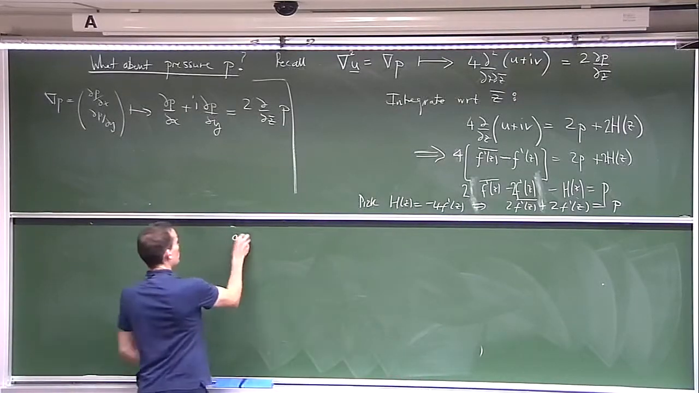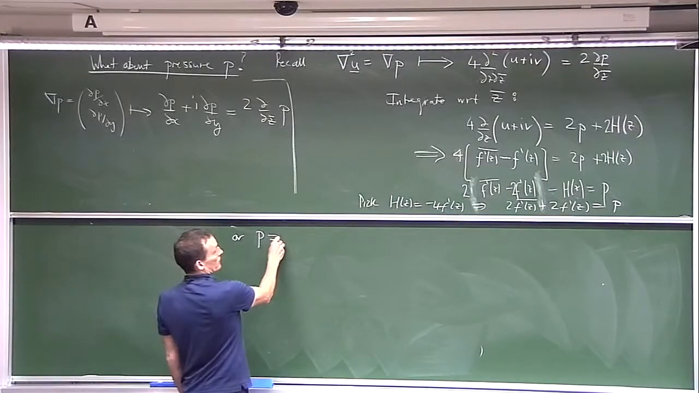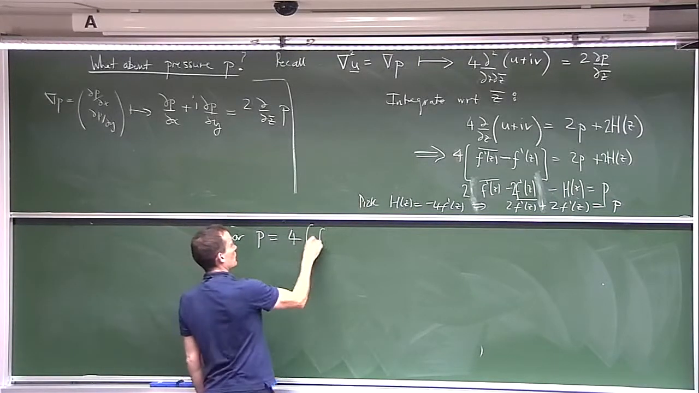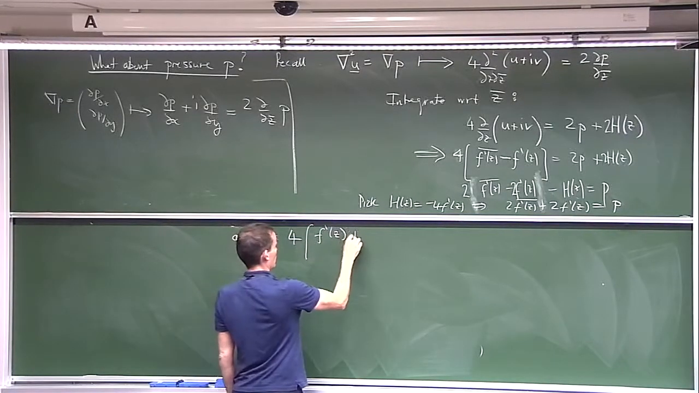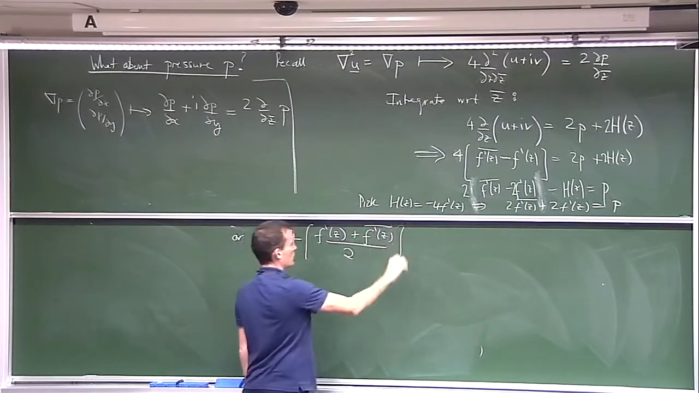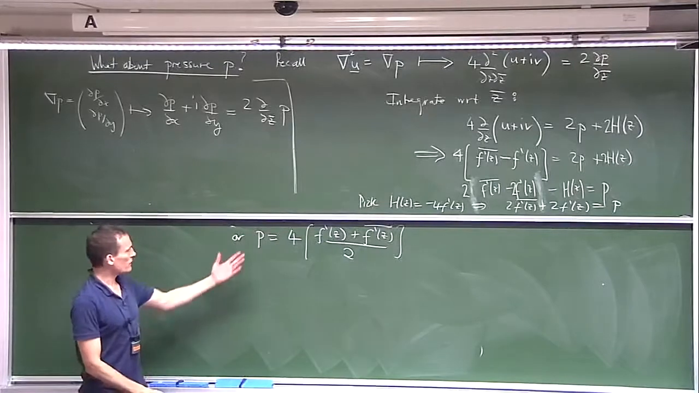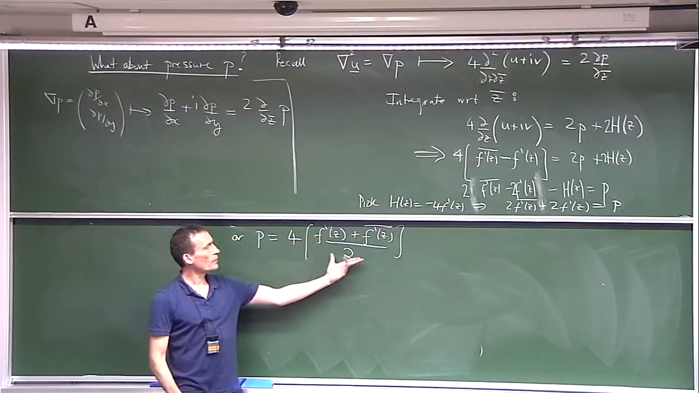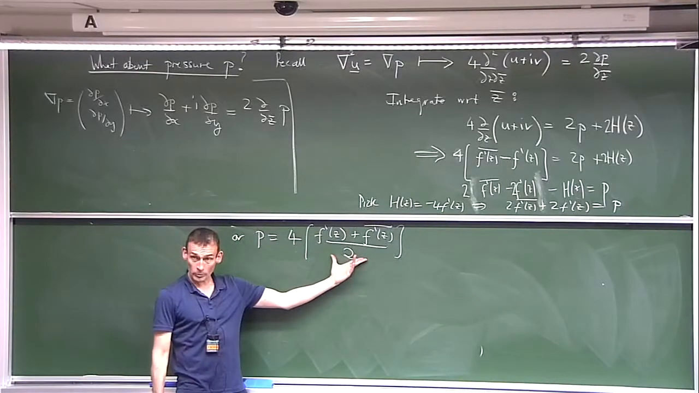Okay? Or P is 4 times... I've just rewritten it. It's still 2. I've just rewritten it differently because this, of course, is the real part of f prime.